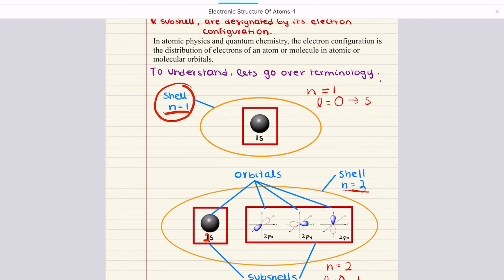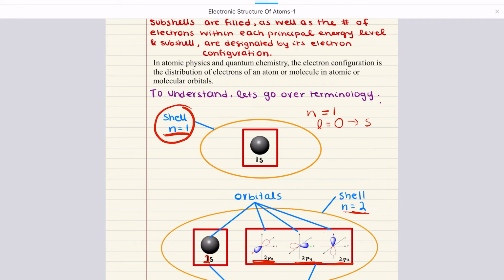Next, we have orbitals. Orbitals are the individual regions within a subshell where electrons are most likely to be found. And it's actually kind of shown here by the different shapes of the p subshell in the n equals 2 shell. Each orbital can hold up to 2 electrons with opposite spins. So let's go back to the start.